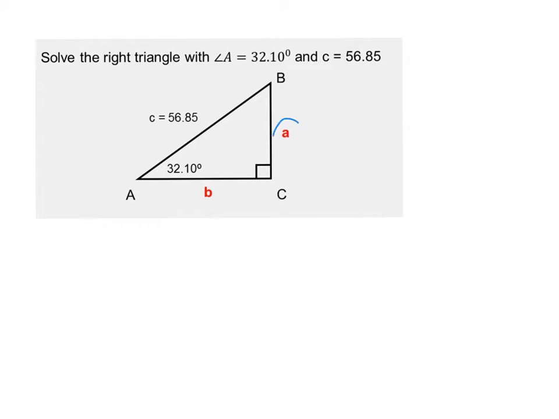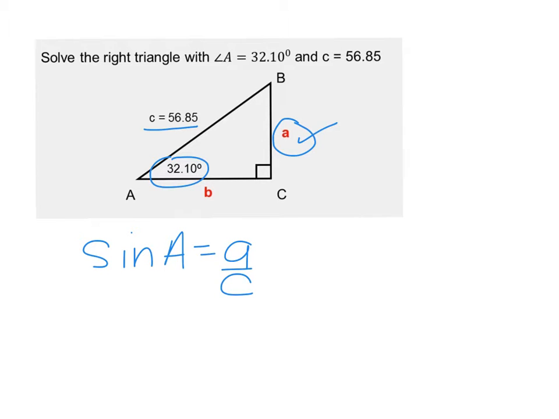Our first step to solve for a triangle is to solve for A. So if we look at our angle, we have the opposite we're looking for, and we have the hypotenuse, which is given to us. So because of that, I'm going to use sine. So the sine of A is equal to A over C, and I want to solve for A, so I'm going to rearrange my formula.